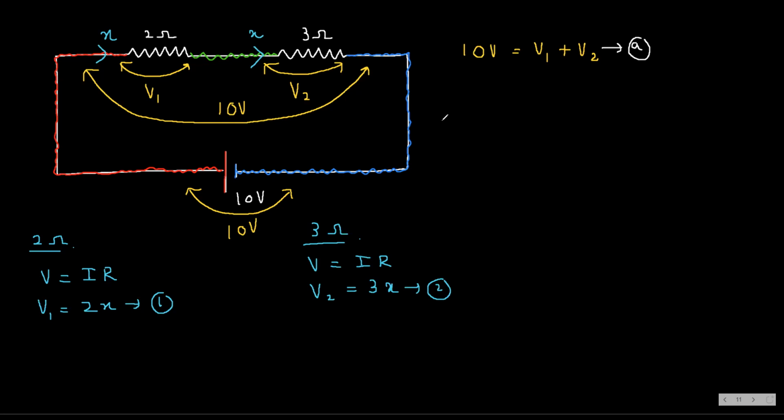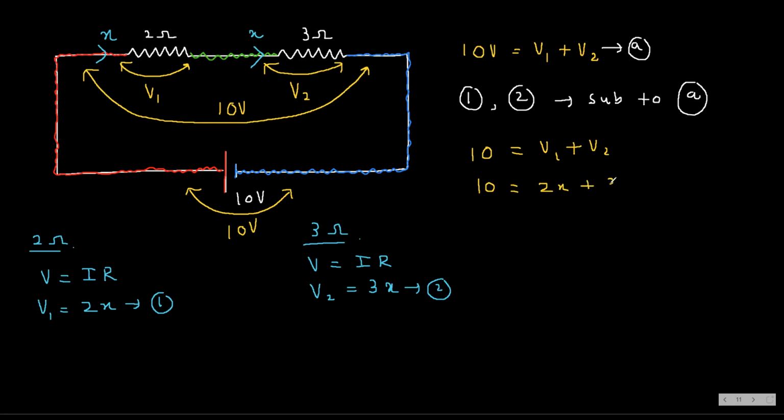Now I'm going to substitute the first and second equations. Now you know 10 is equal to V1 plus V2, and V1 can be written as 2x and V2 can be written as 3x, so 10 is equal to 2x plus 3x. It's 5x and x is equal to 2 amps. Is it clear or not for everyone? Clear, sir.